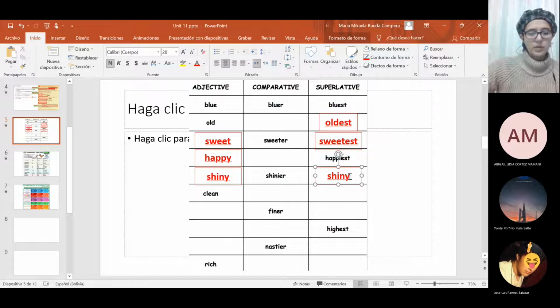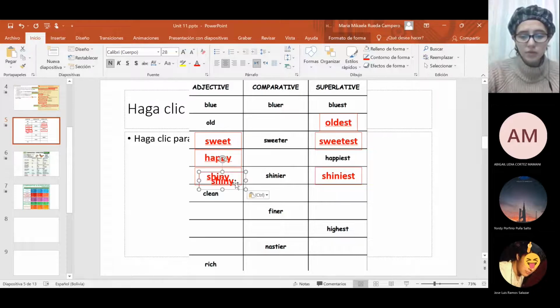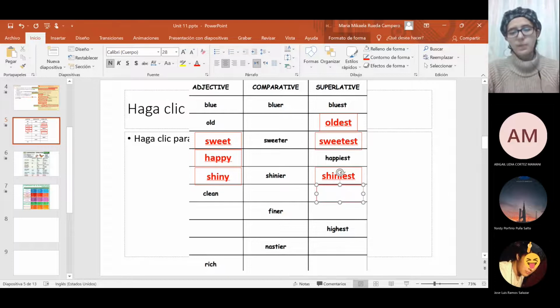Yes, so we read Y, I, and we add EST, shiniest. If we have the adjective clean, what is the superlative? Cleanest, right? You can say my house is the cleanest house in my neighborhood, or my mother's bedroom is the cleanest room in the house. What about if we have the comparative form finer?